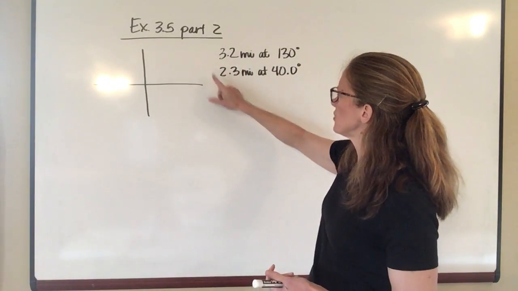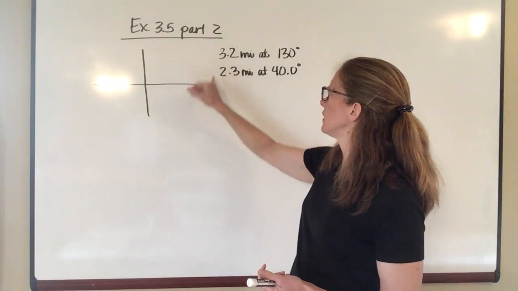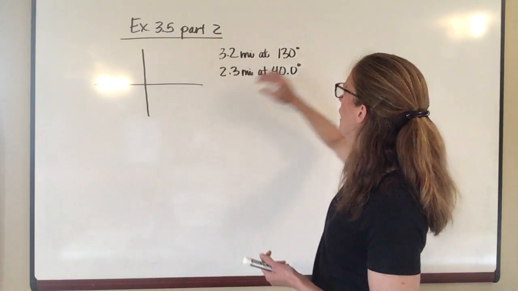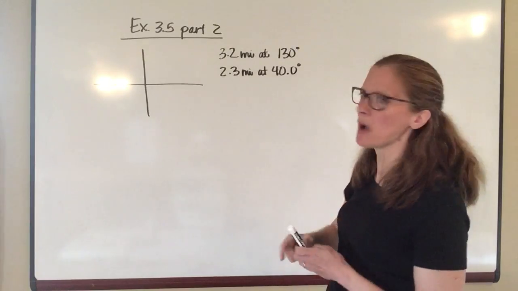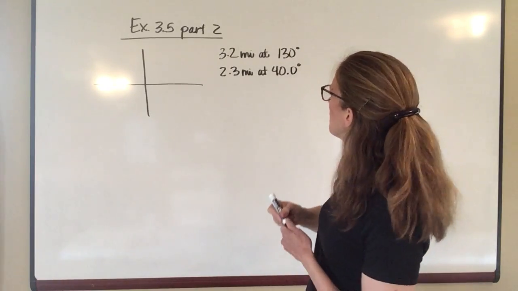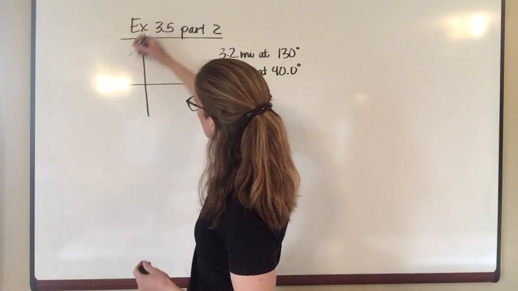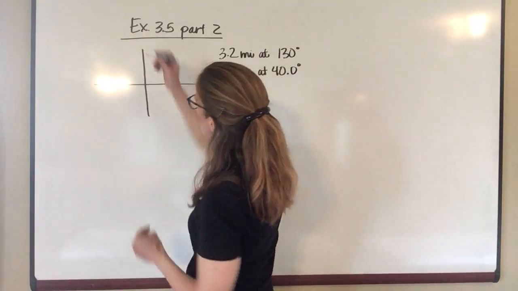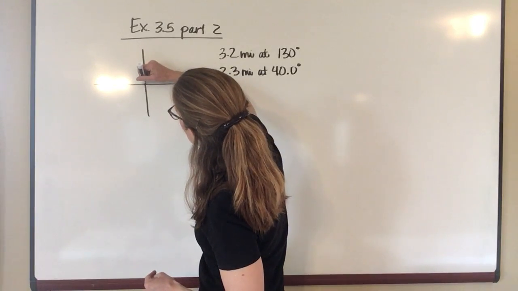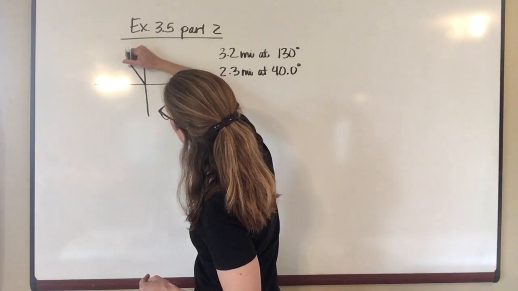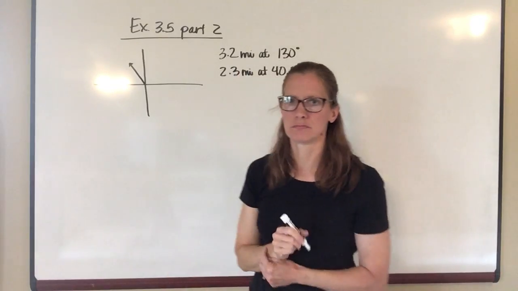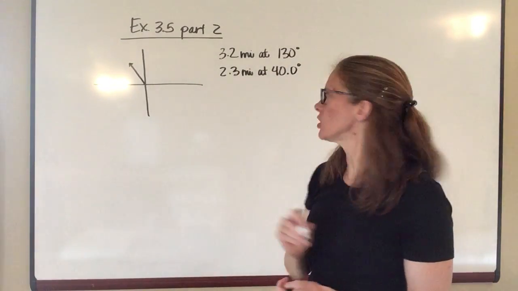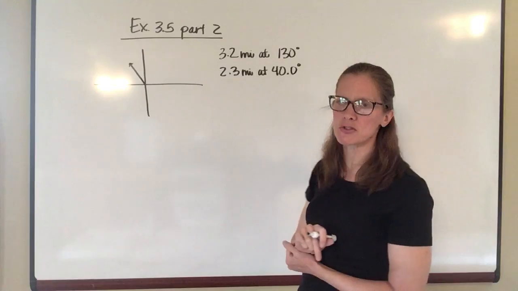So these vectors are, this one's going to be about 2/3 the length of this one. And so if this is 3.2 miles at 130 degrees, my first vector is going to be, so this is 90, it's going to take another 40 degrees this way, so it's going to be about there, okay? Then she turns and she goes 2.3 miles at 40 degrees.